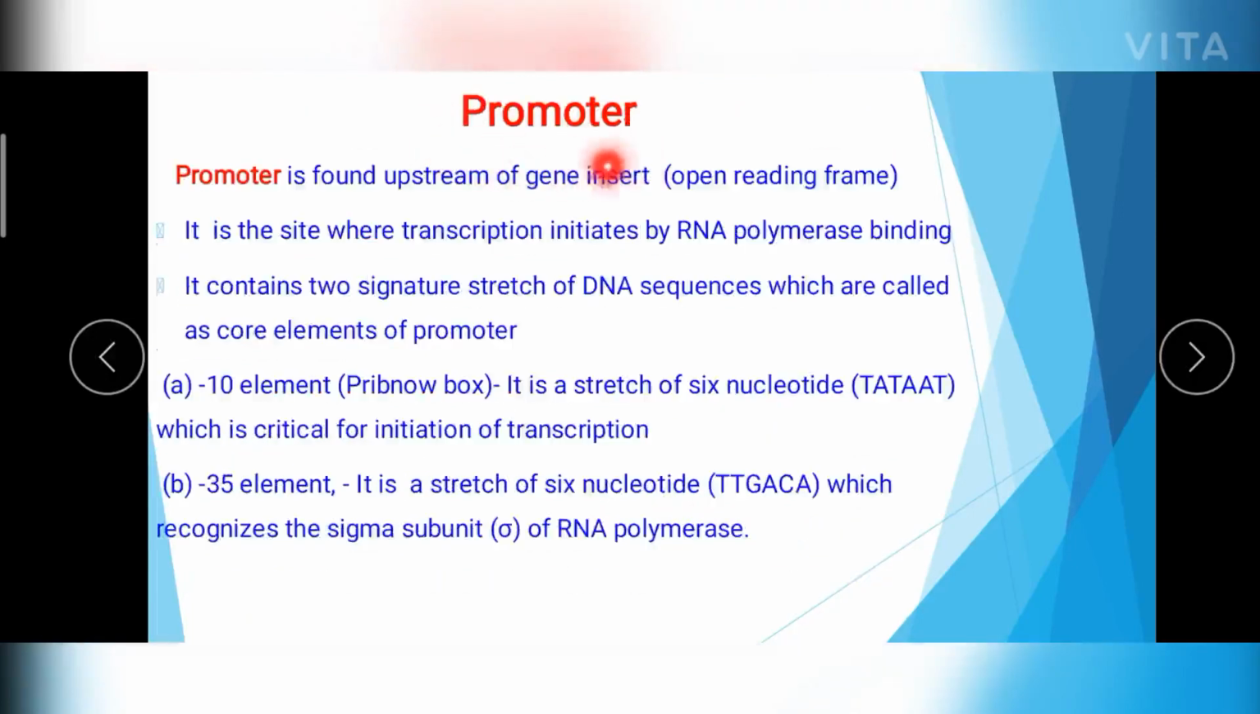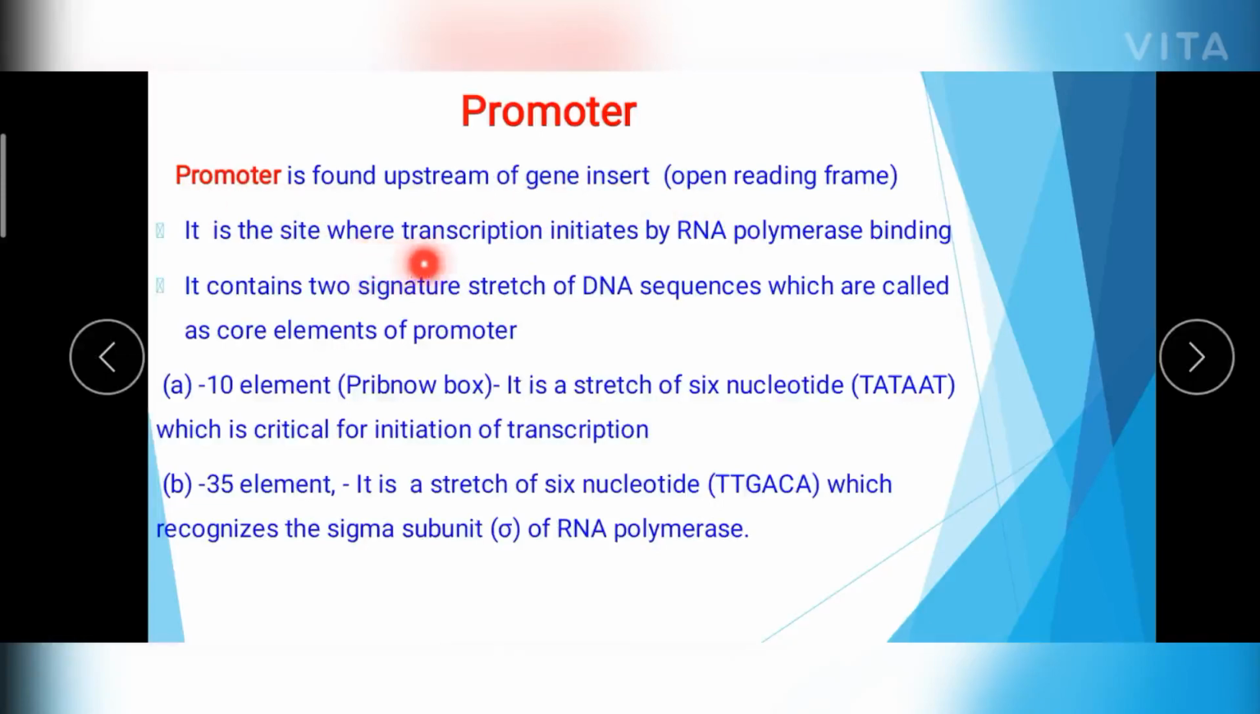Next, the main regulatory element present in this expression vector is the promoter. This one is found upstream to the gene insert, that is, the target gene. Near the target gene this promoter is present.